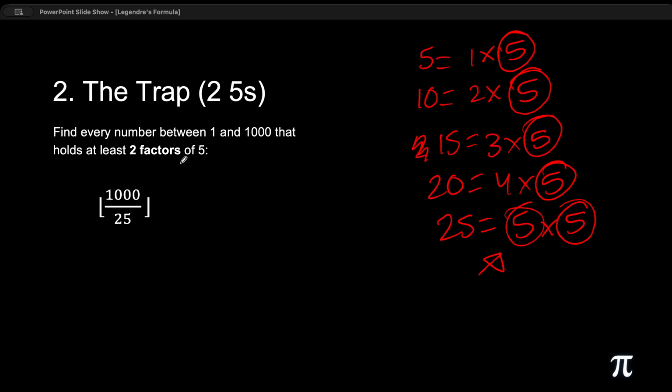So now what we need to find is every number between 1 and 1000 that holds at least 2 factors of 5. Now how can we do that? By taking the floor function of 1000 divided by 25, because we can realize that every 25 numbers we get an additional factor of 5. So this will get us to 40.